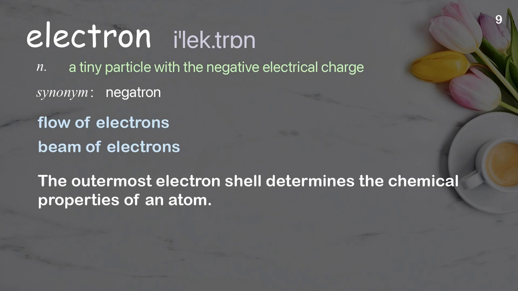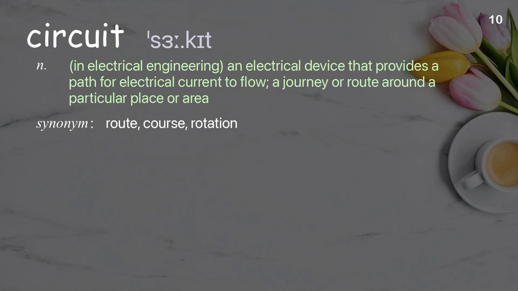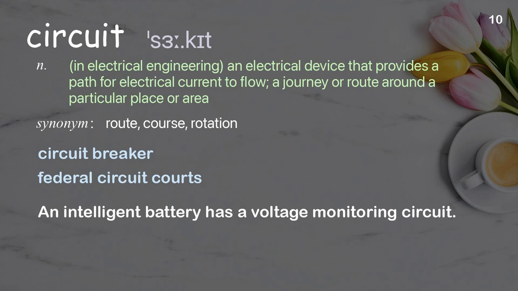Circuit. In electrical engineering, an electrical device that provides a path for electrical current to flow, a journey or route around a particular place or area. Examples. Circuit breaker. Federal Circuit Courts. An intelligent battery has a voltage monitoring circuit.